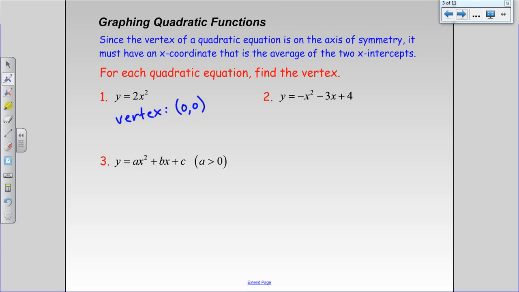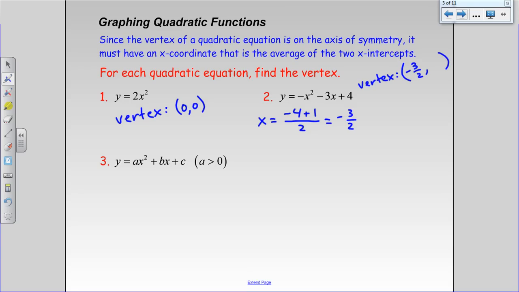You recall for the equation y equals negative x squared minus 3x plus 4, which is our second example, we found that our x-intercepts were at negative 4, 0, and 1, 0. So averaging those two x-coordinates, negative 4 and 1, we obtain negative 3 over 2. This means that the x-coordinate of our vertex is negative 3 over 2.